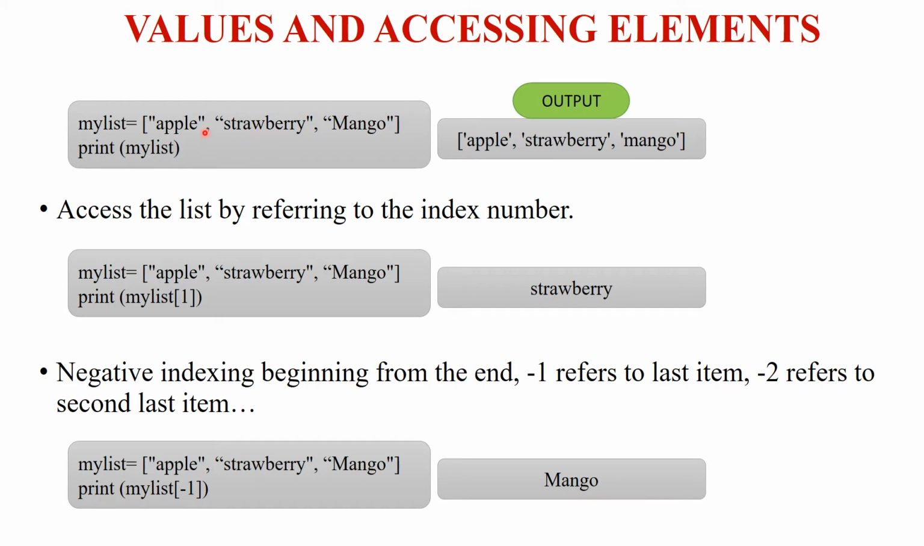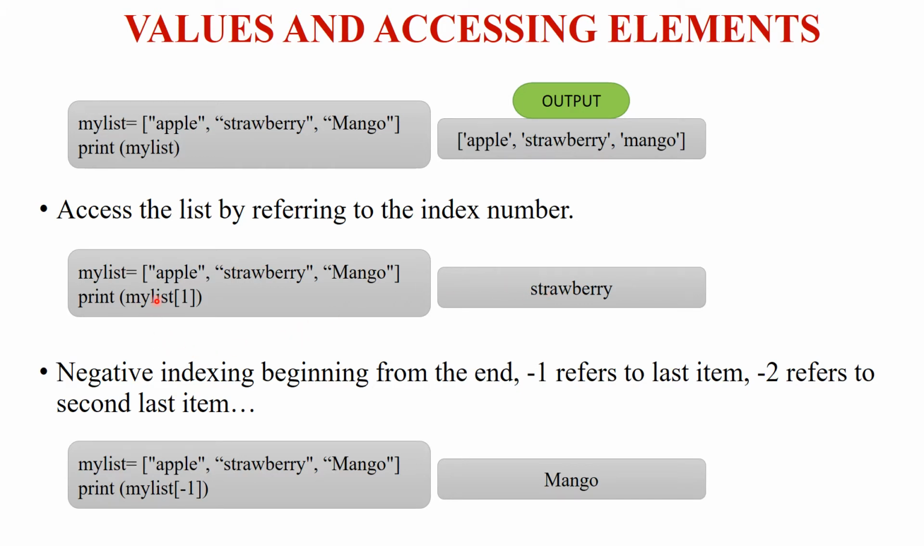If you want to access any particular element in the list, this can be done by referring to the index number. The index value starts from 0, 1 and 2, and it goes on like this. In the same list, I want to print the list of 1, the index value of 1. That is 0 and then 1, so strawberry will get printed.